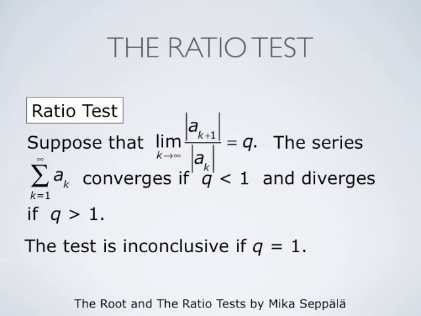Statement of the ratio test is now: suppose that the quantity q, which equals limit as k goes to the infinity of the absolute value of a_{k+1} divided by the absolute value of a_k, is less than 1. Then the series summation k from 1 to the infinity a_k converges. If this quantity is greater than 1, this series diverges, and the test is inconclusive if this quantity q equals 1.